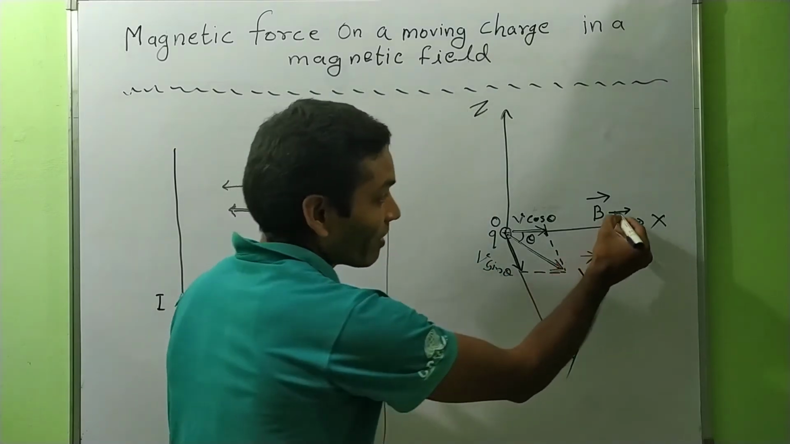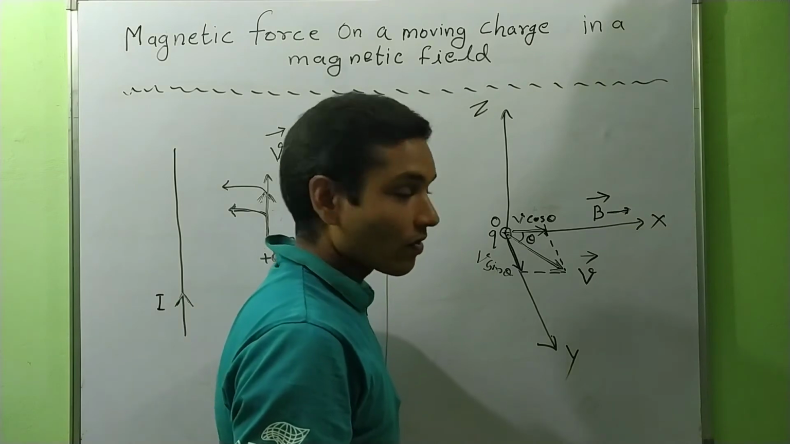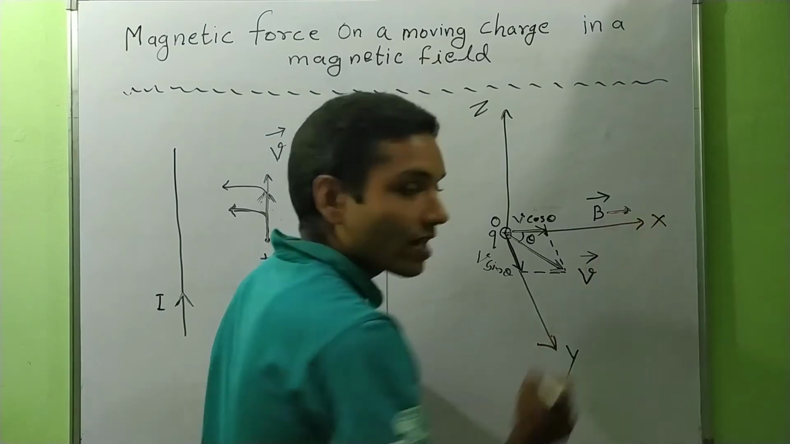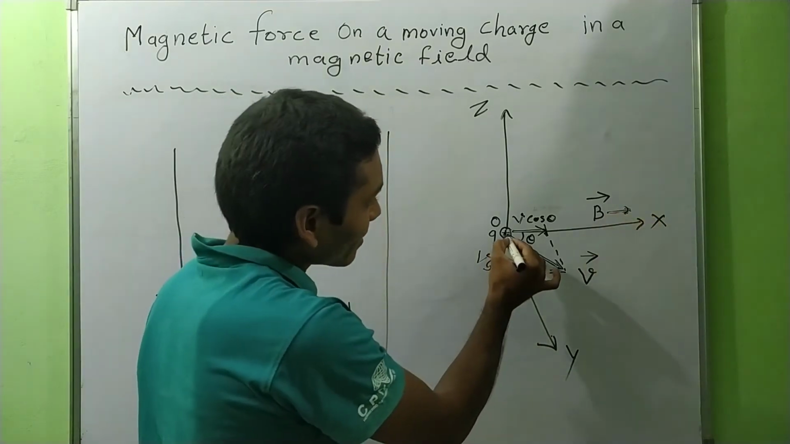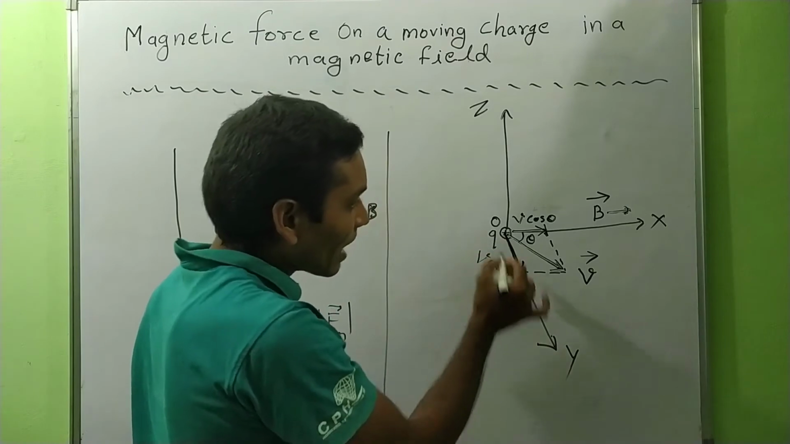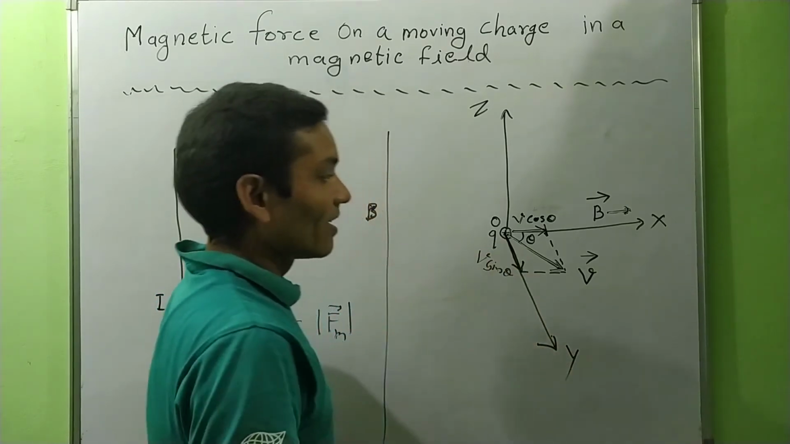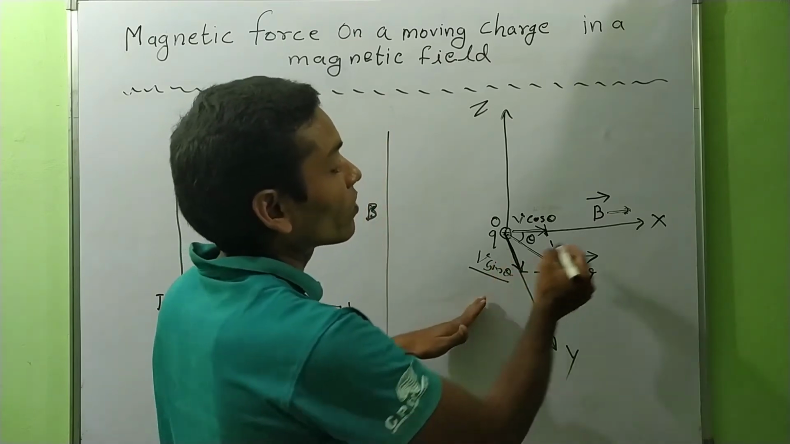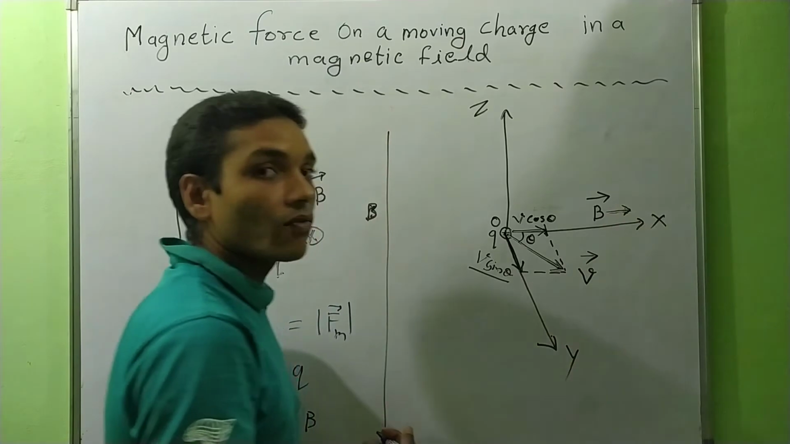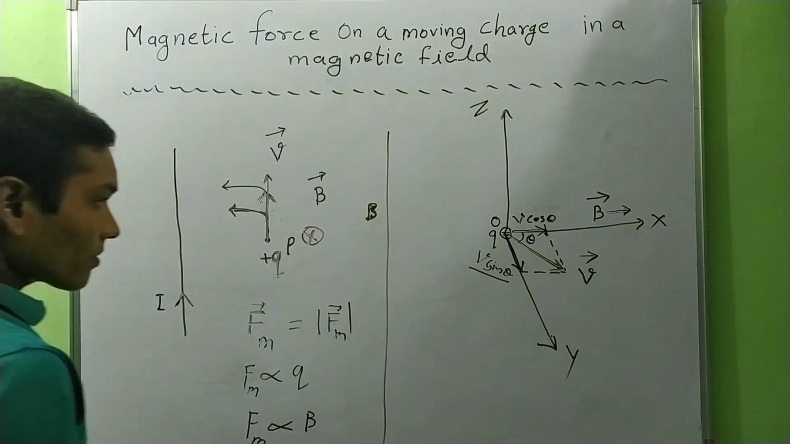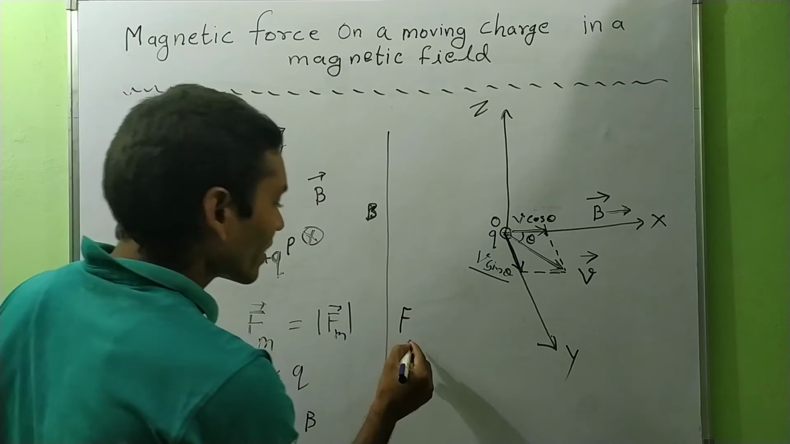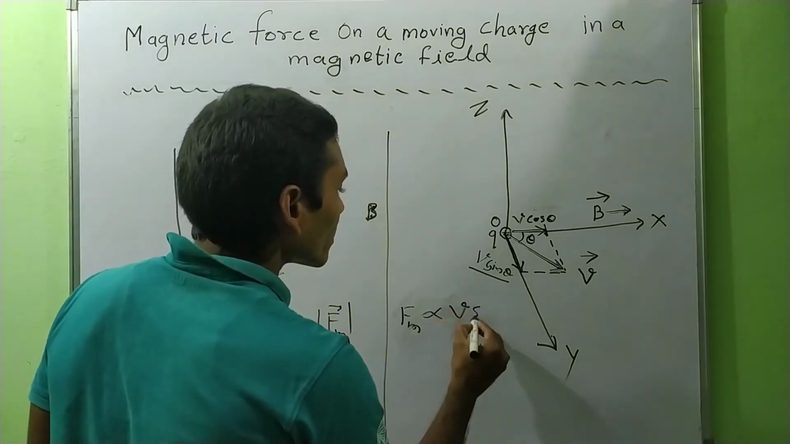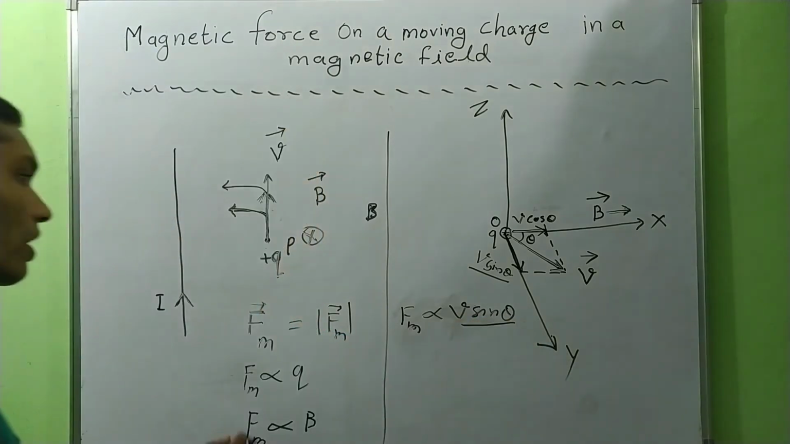So what is the direction of magnetic field? This is the direction of magnetic field. So which component is perpendicular to the direction of magnetic field? It is this component, which is along the direction of y-axis. This component of the velocity, v sin theta, is perpendicular to the direction of magnetic field. So the magnitude of the magnetic force will be directly proportional to v sin theta.